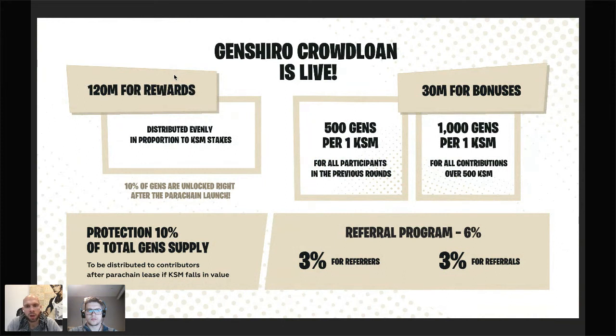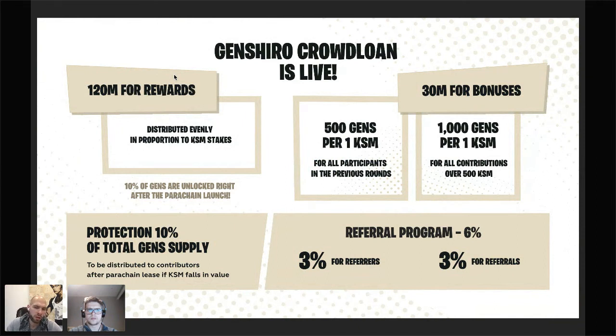So 30 mils of this allocation will go for bonuses. We have announced bonuses for all participants in the previous rounds that we have conducted on Kusama. They will have a fixed bonus of 500 GENS on each KSM that they contribute into this campaign. And another bonus will go to contributors who will stake at a larger scale, over 500 KSM. They can expect 1,000 GENS per 1 KSM as a fixed bonus.